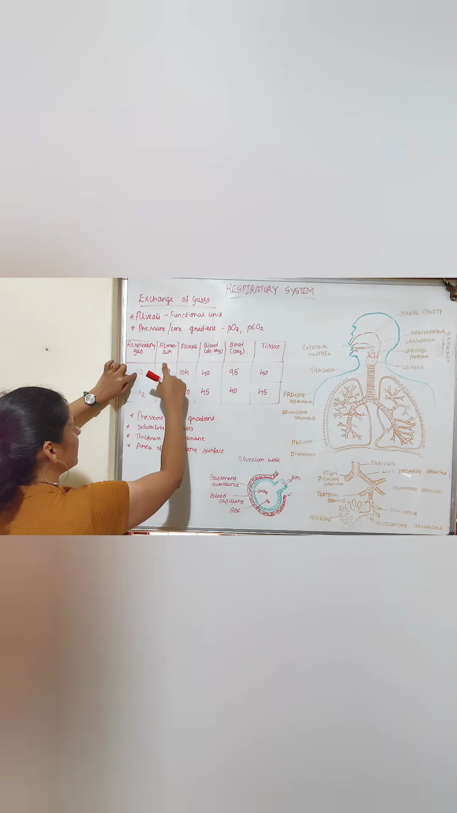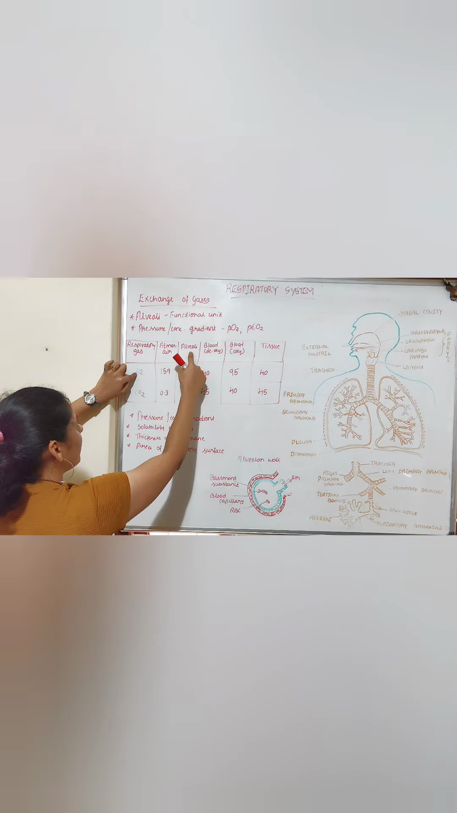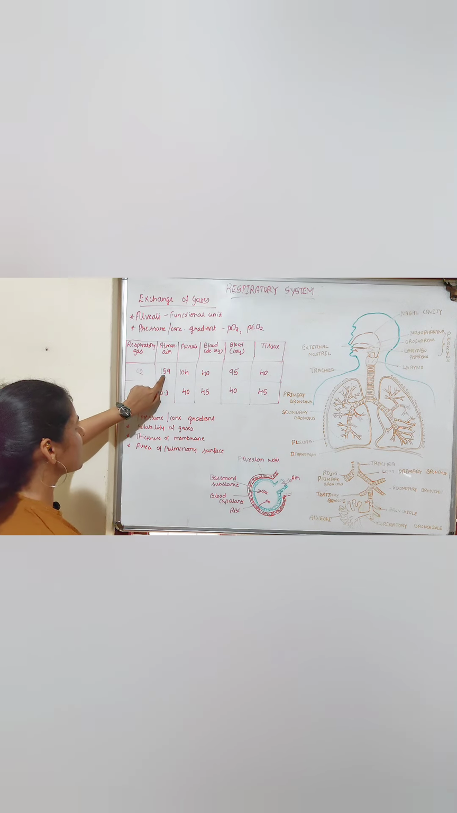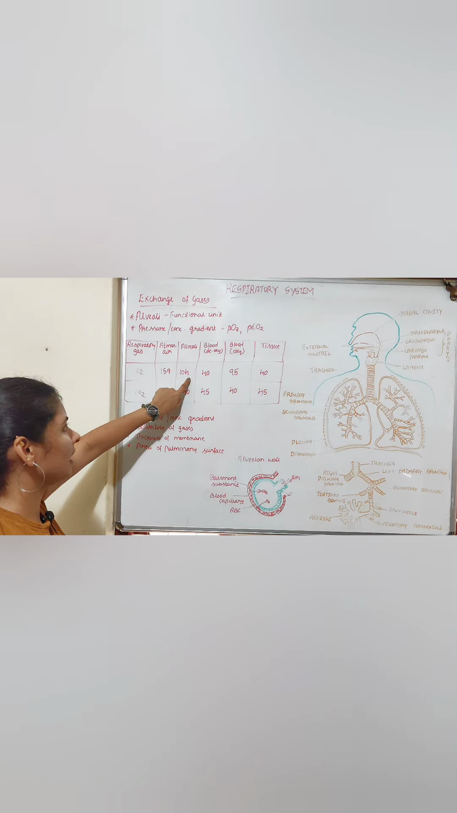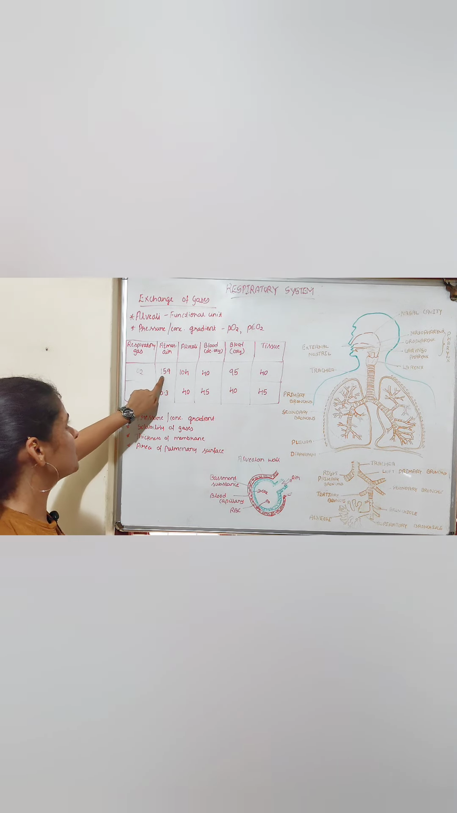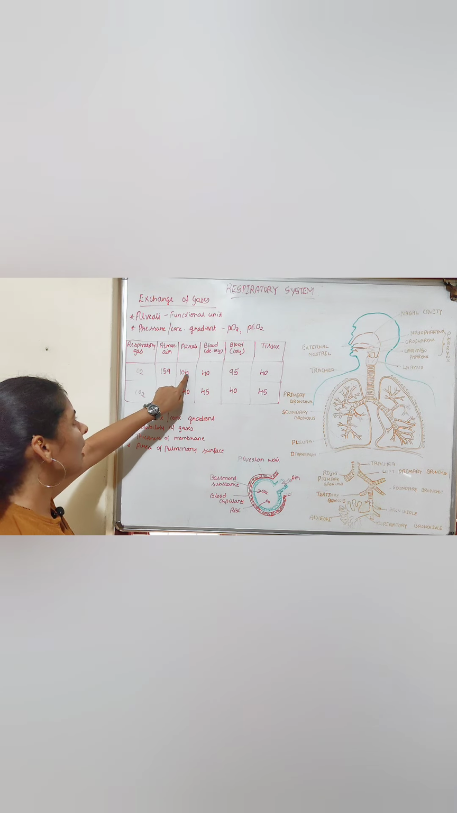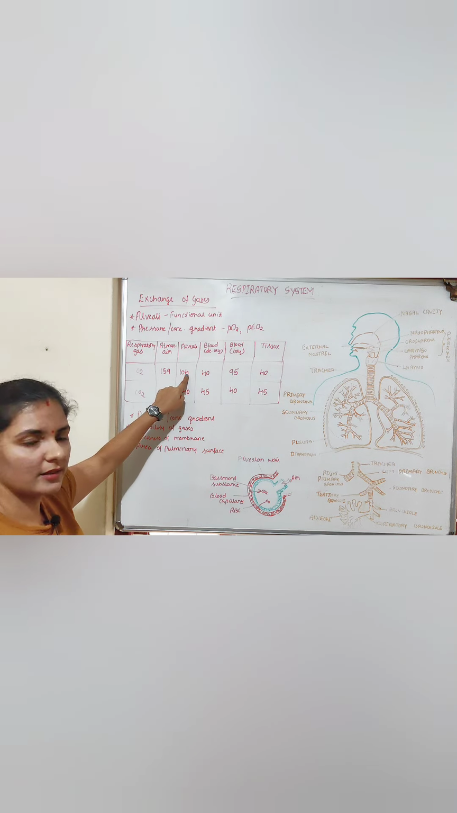In atmospheric air it is about 159, and in the alveoli it is 104. So it is high in the atmospheric air and low in the alveoli. So obviously oxygen will move from atmospheric air to alveoli, and this happens during inhalation.